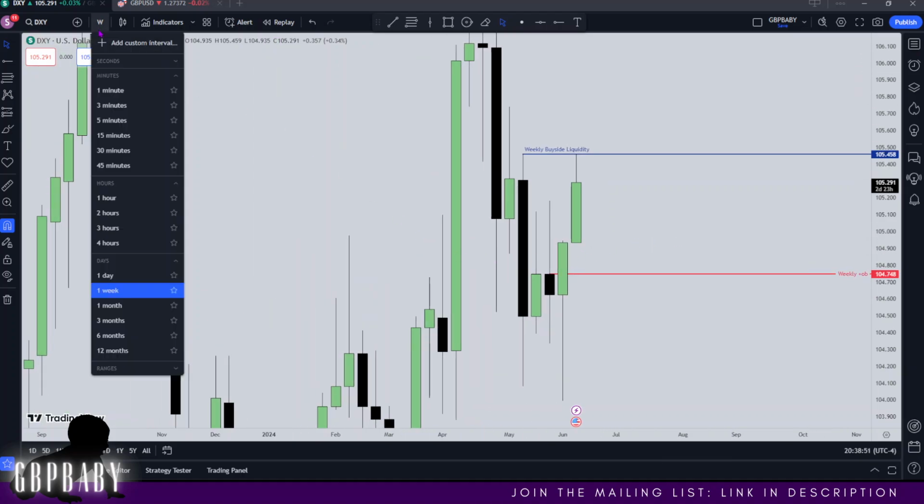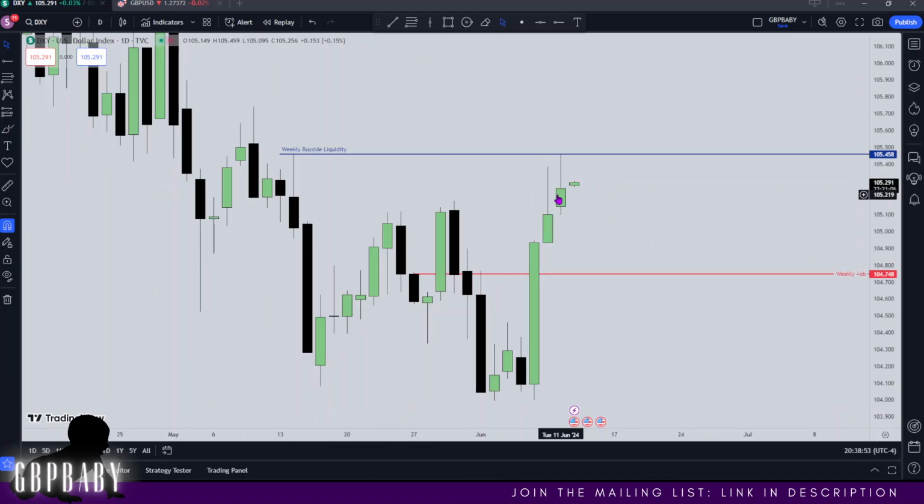So now let's go down to the daily, and you'll see how today, as in Tuesday, we just about took out that high, but now we've left relative equal highs up here. So there's definitely going to be weekly buy side liquidity up here. There's going to be stops above here, and I wouldn't be surprised if in Wednesday we saw price continue to trade on higher before we see an actual reversal.